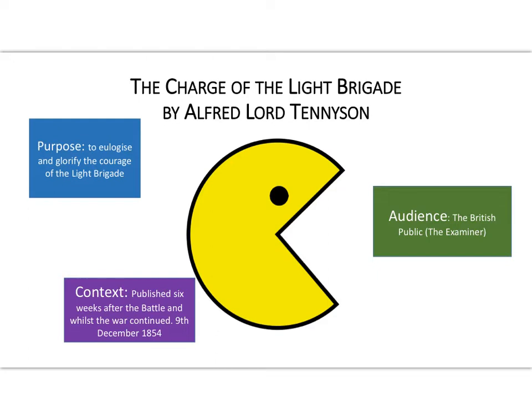So, as I've said here, the purpose of this particular poem by Alfred Lord Tennyson was to eulogise and glorify the courage of the Light Brigade. And to eulogise means to speak about someone or something that has been lost in a way that is respectful and a way that is reverential, bringing to mind the idea that this person or this thing is worthy of praise even though they have been lost. So we have there this focus on the praise and the glory that should be associated with a courageous act, and this courageous act is the charge of the Light Brigade.